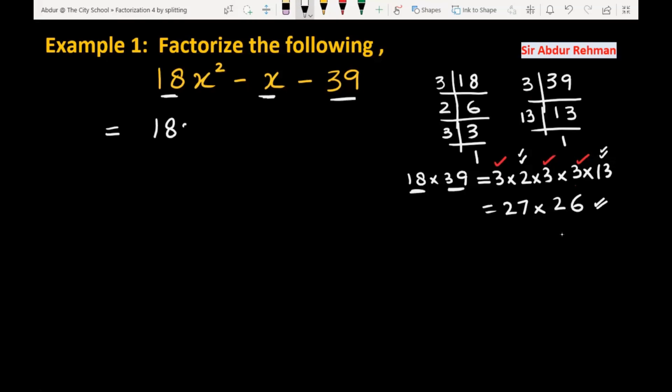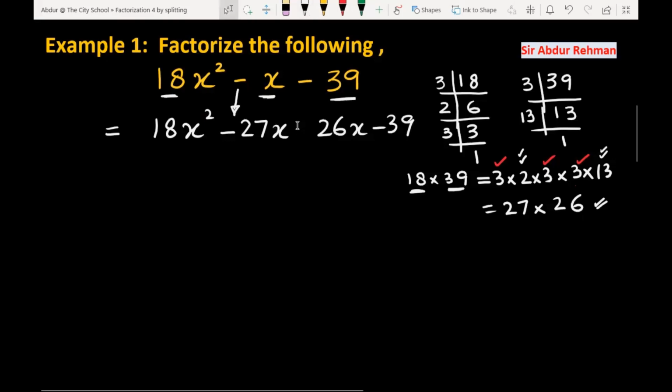Copy the first term 18x square, then copy this sign, which is minus, and write down the larger factor, which is 27x, and 26x minus 39. The question is, what is the sign in between 27x and 26x? You are going to subtract 27 and 26 to get the middle term 1x. So it must be a different sign from minus 27. The sign of minus 27 is minus, so you have to write a different sign, which will be the plus sign.